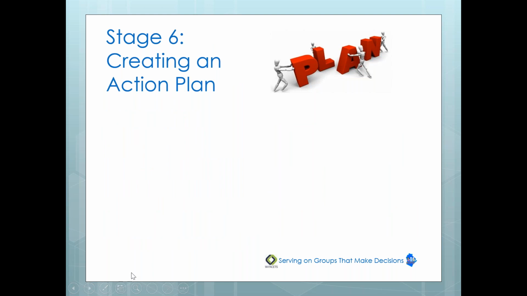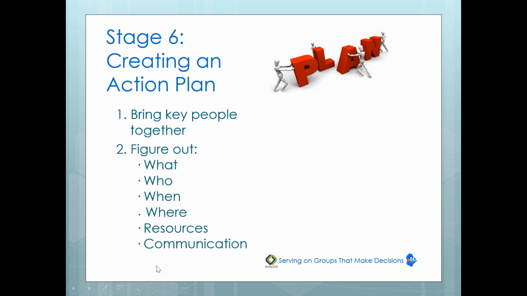So let's look at the steps for creating an action plan. First, bring key people together to design the plan. Next, create an action plan made up of action steps that are going to address all possible changes that might need to be made. The goals should be stated clearly, and you're going to need to figure out what action or change will occur as the result of the data that you collected and your hypothesis. Who's going to carry it out? When is it going to take place and for how long? Where will it happen? What resources, like what money or staff, are needed to carry out the change? And then logistics about communication. Who should know what and how are they going to find out?